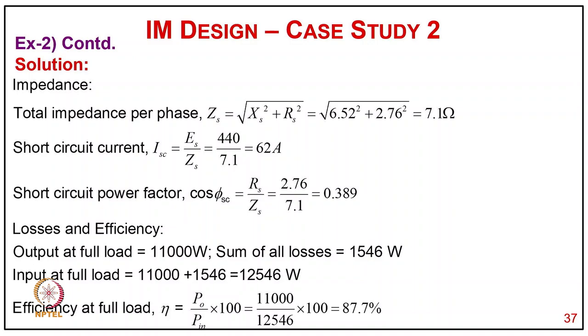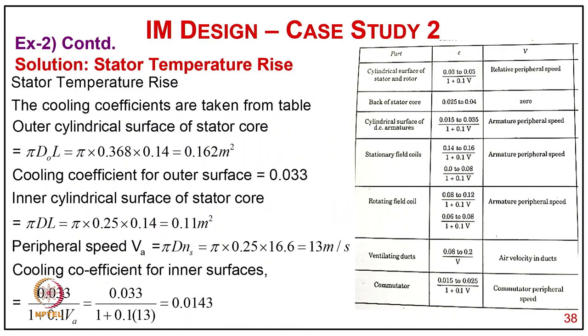And now coming to loss and efficiency calculation, the output at the full load is 11 kilowatt, that's 11,000 watt, and sum of losses is 1546 watt, as we have calculated all the losses, and input is now 11,000 plus 1546, so it comes 12,546, and now efficiency is equal to output upon input into 100, putting value it comes 87.7%.